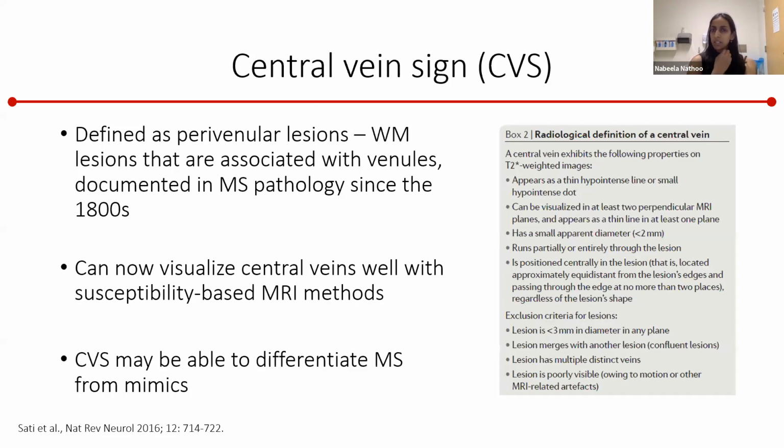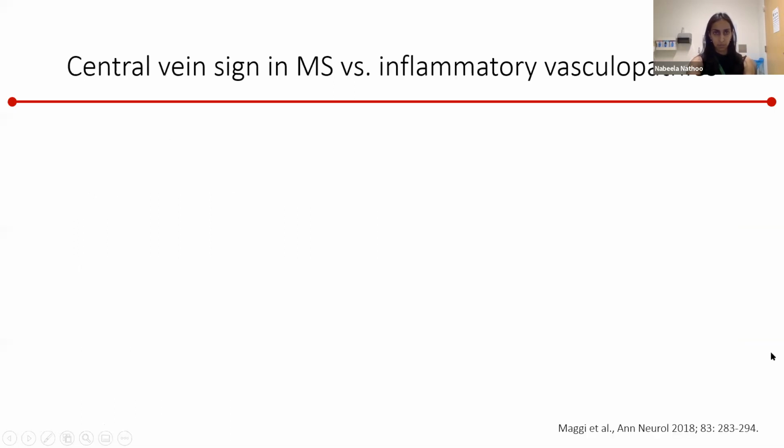And the definition is like, what in the world is a central vein? So the proposed criteria, at least, is that it's a thin hypointense line or a small dot, that you can see in at least 2 planes, and that it should run partly or entirely through the lesion. And then they have these exclusion criteria as well. So I'll just show you what an example of this looks like.